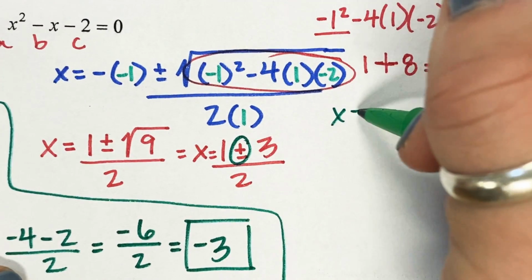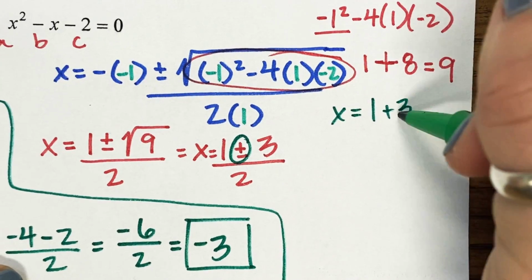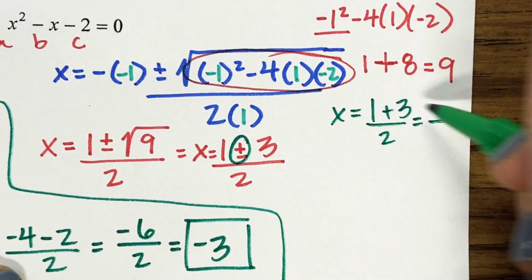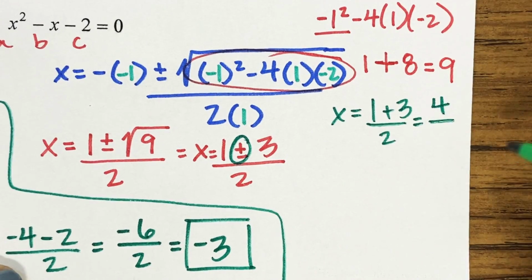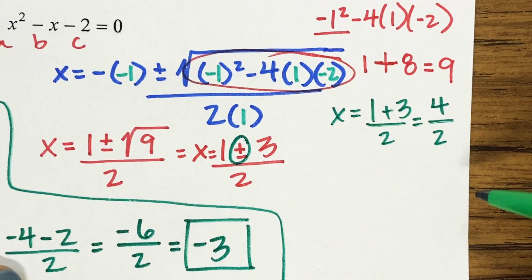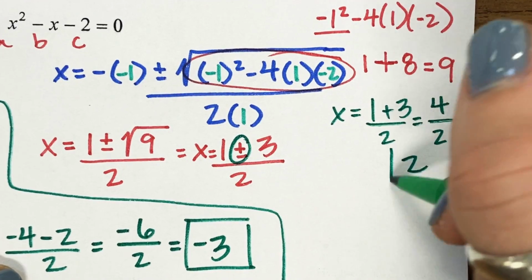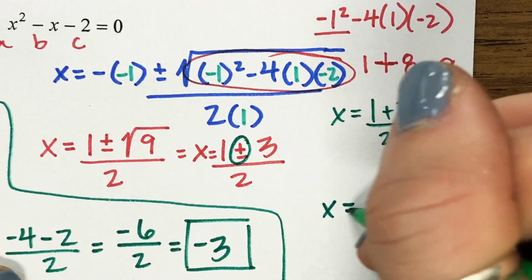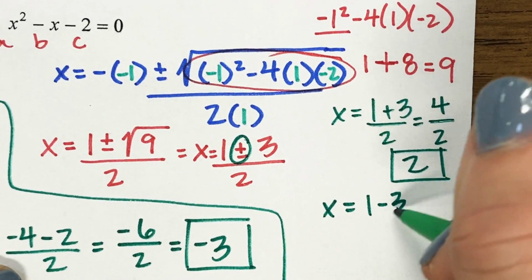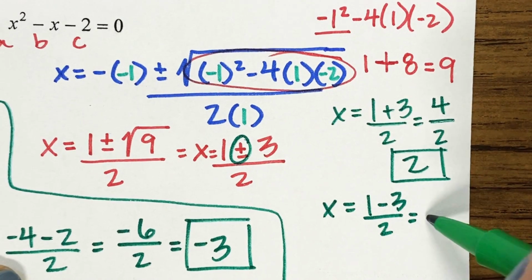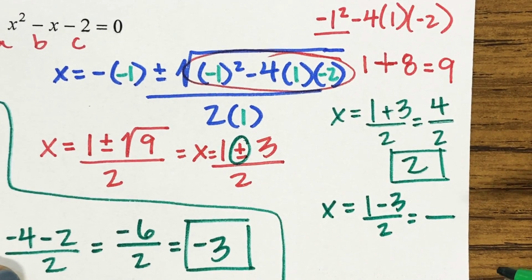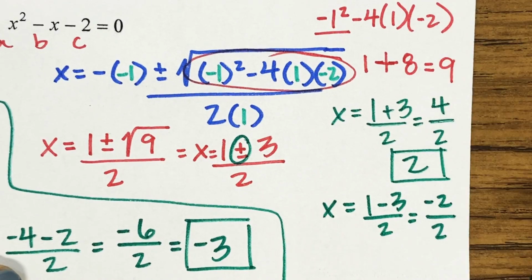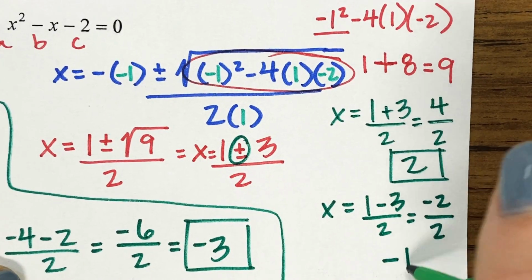Our first answer is x is equal to 1 plus 3 divided by 2. Okay, what's 1 plus 3 on top? 4. What's 4 divided by 2? 2. So our first answer is 2. Okay, now our next answer is 1 minus 3 over 2. What is 1 minus 3 on top? -2. And what is -2 divided by 2? -1.